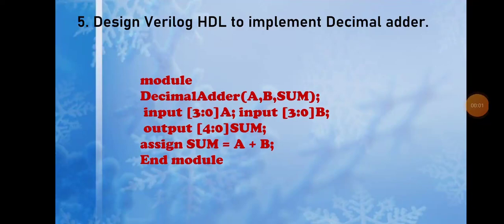So in the last video, we learned the third and fourth lab assignments. Here we will learn the fifth lab assignment, that is, design Verilog HDL to implement a decimal adder. Here we write the Verilog code for the decimal adder.